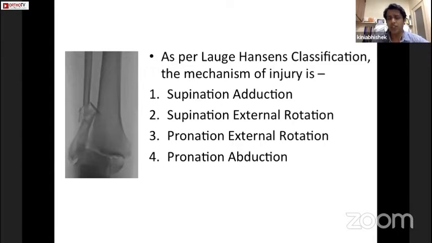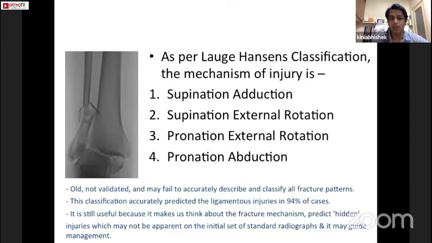So which classification is most important? There is Weber's, which is A, B, and C. Then there is AO, and there is the age-old Lauge-Hansen classification, which is actually from 1950. It's old, it's not validated, and it may fail to accurately describe and classify all fracture patterns. But according to a recent paper from 2015, this classification accurately predicted the ligamentous injury in 94% of cases. It is still useful because it makes us think about the fracture mechanism. It predicts the hidden injuries which a standard X-ray would not unveil, and it may guide us in management.